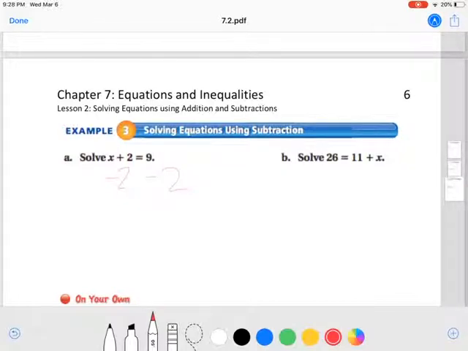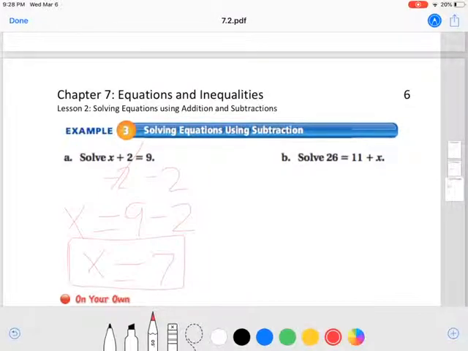That positive 2 minus 2 cancels out, so we're left with x equals 9 minus 2. And 9 minus 2 is 7. So our solution is x equals 7.